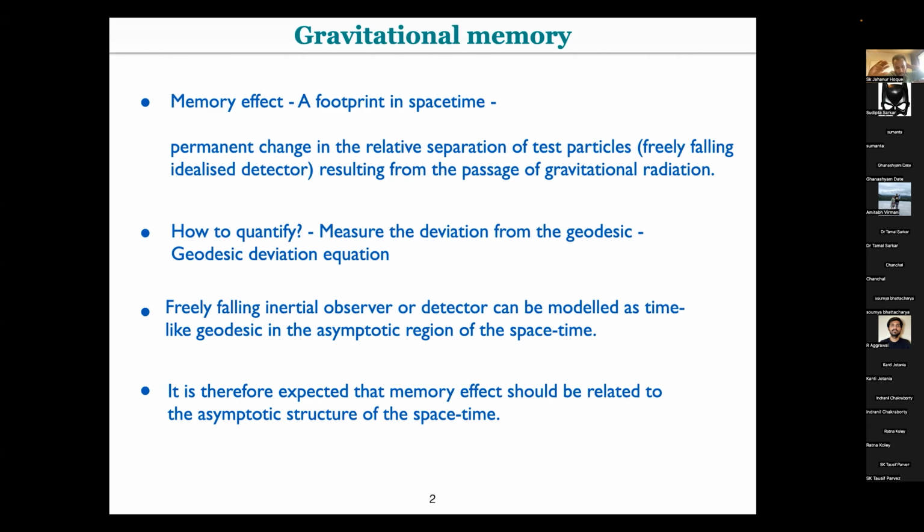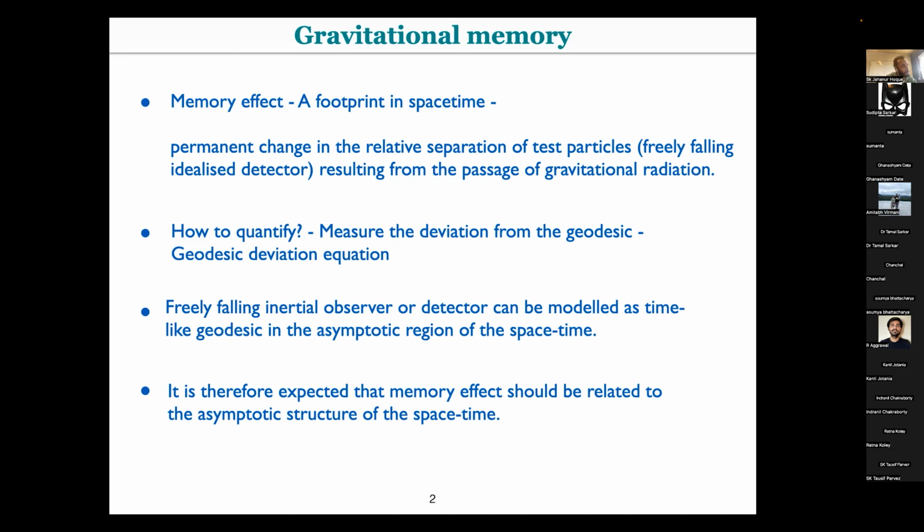You can think of it like this: if there is a gravitational event somewhere in the space-time, then you go to the asymptotic regime where the observers or the detectors are. Then you can ask, if the gravitational wave passes, how does the relative separation between these test particles change? And that is the signature of the memory.